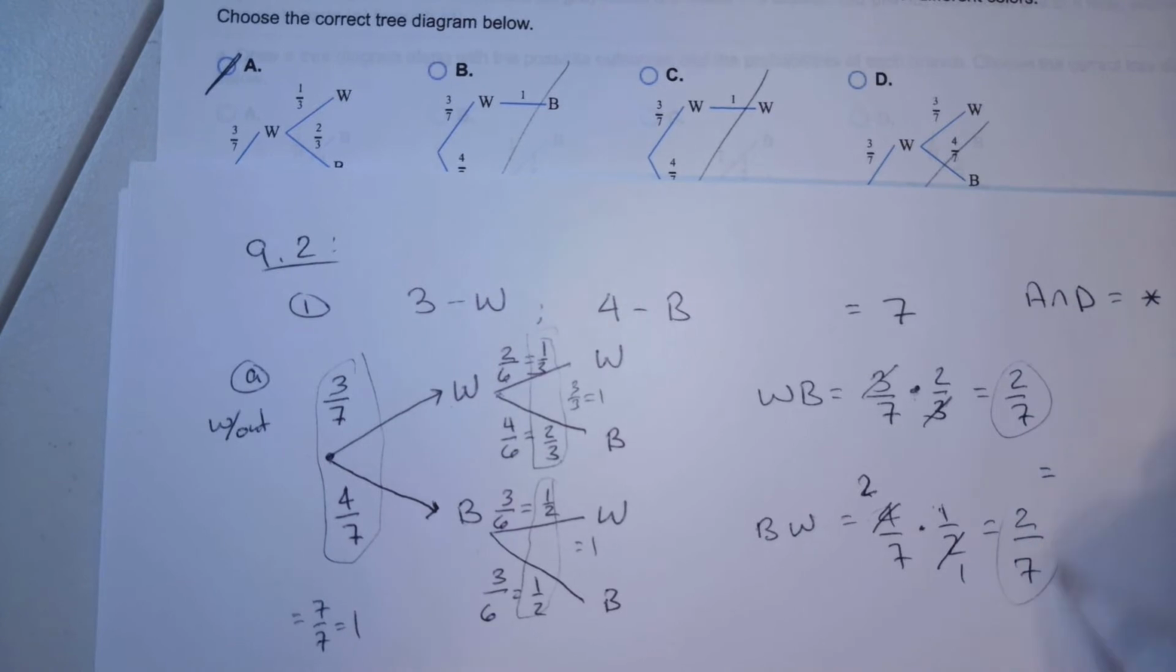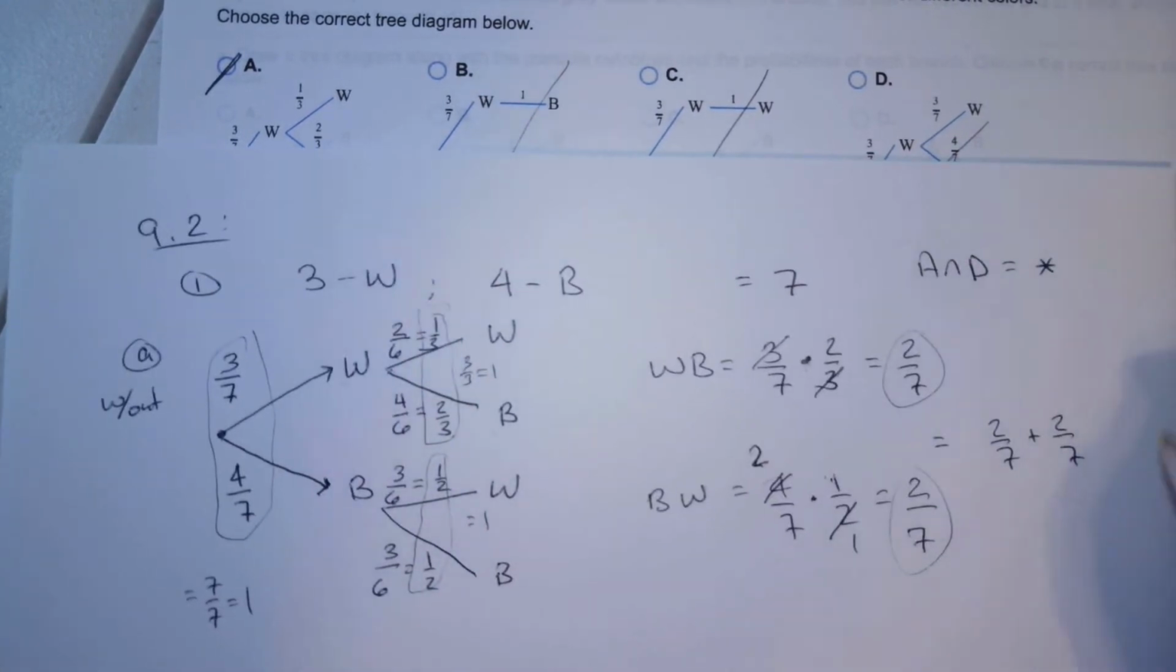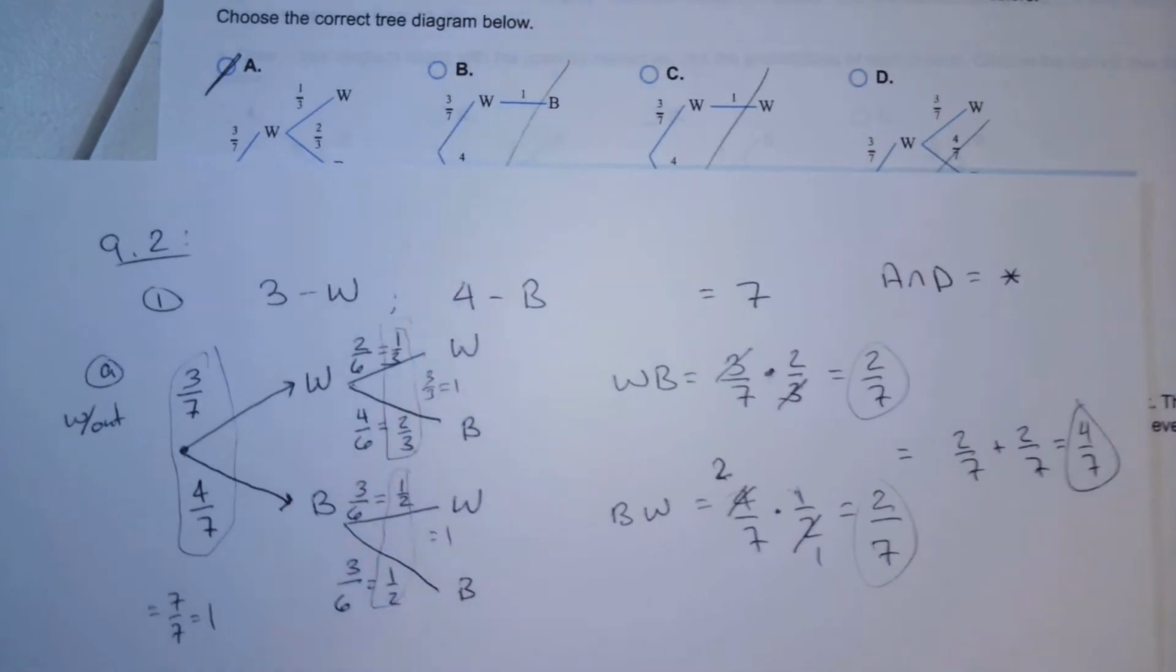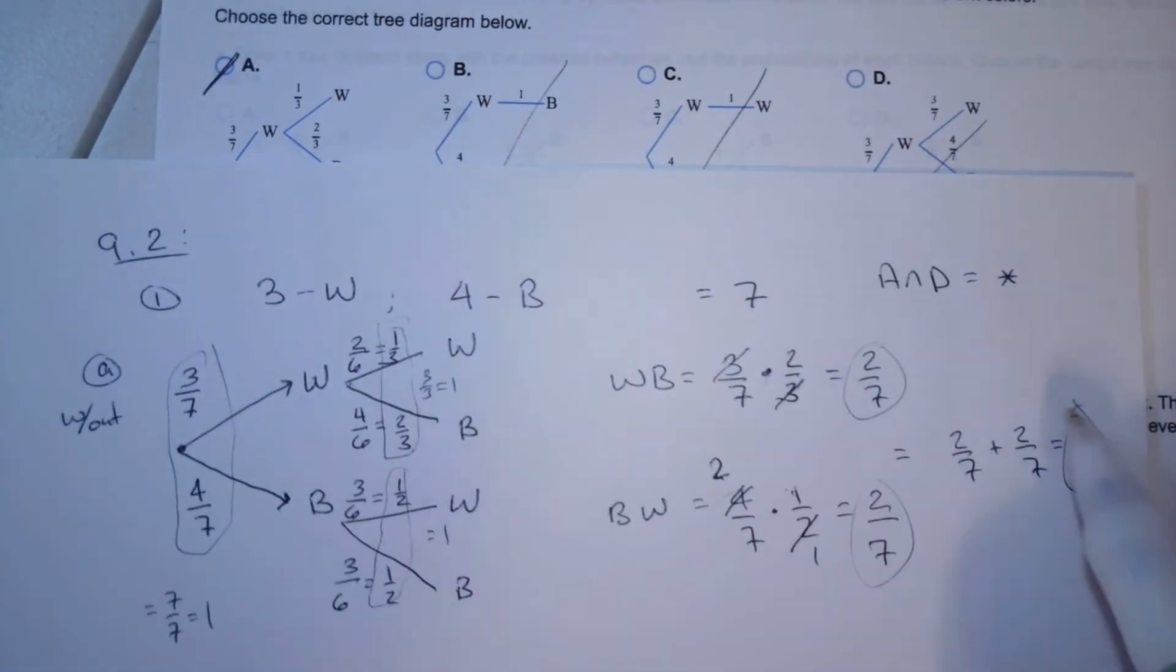Since we have 2 possible events, we add the 2 answers. 2 over 7 plus 2 over 7 is 4 over 7. That's our answer. Now, why is it multiplying here and adding here?